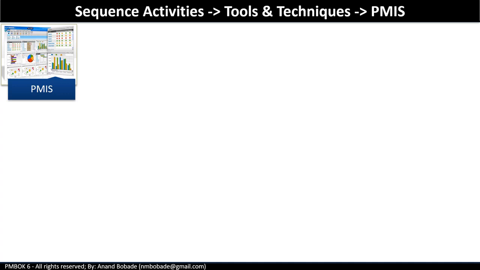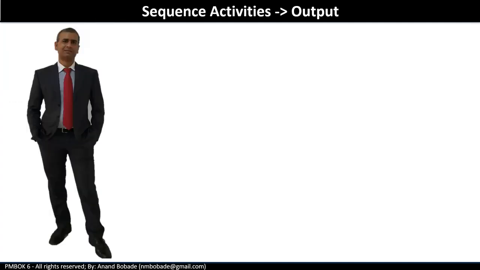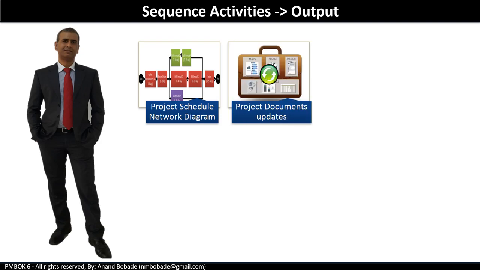Project Management Information System. This is scheduling software that helps sequence the activities, such as Microsoft Project or Primavera. A scheduling tool can create a project schedule network diagram based on provided input, and it can also help set logical relationships and set leads and lags between the activities. The outputs for the sequence activities process are the project schedule network diagram and project document updates.